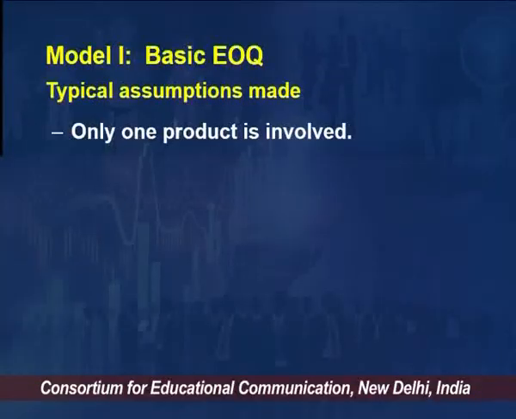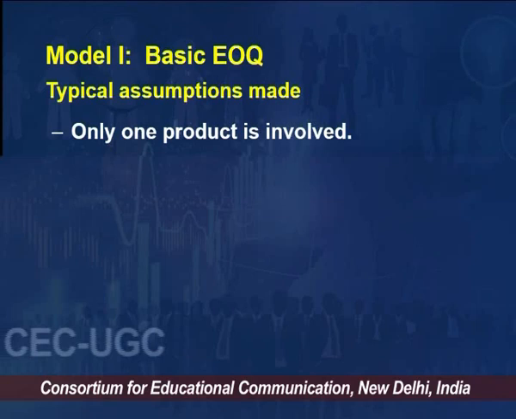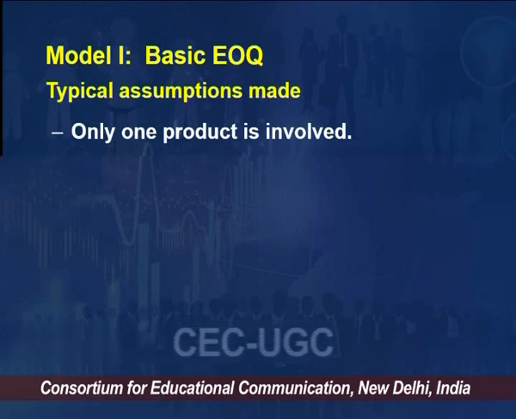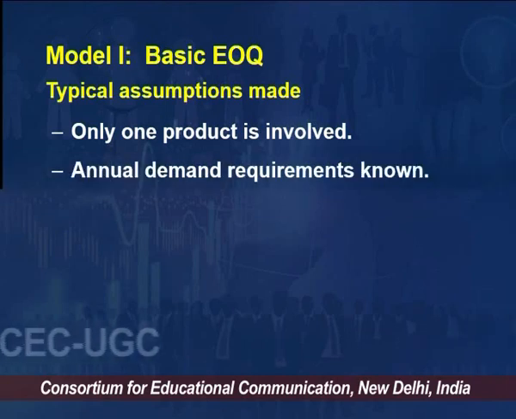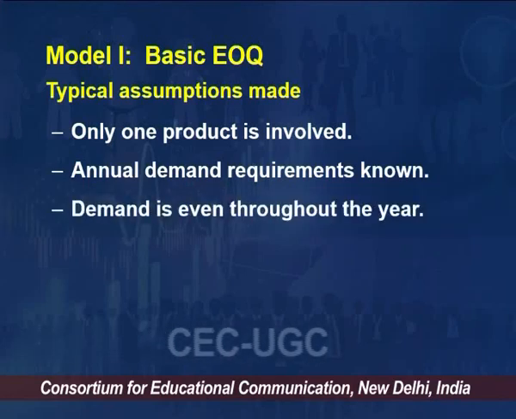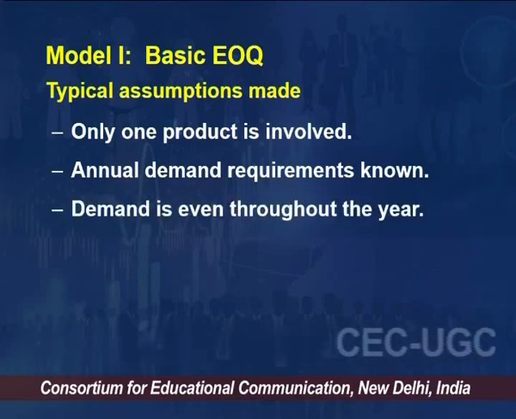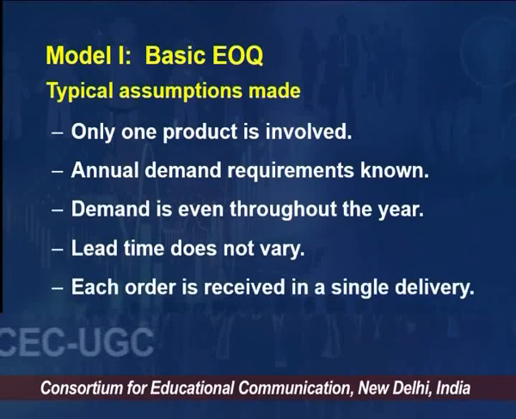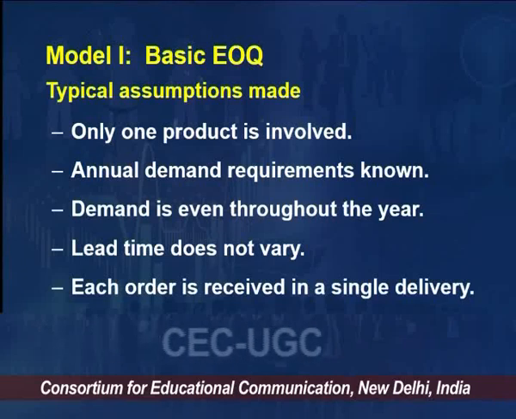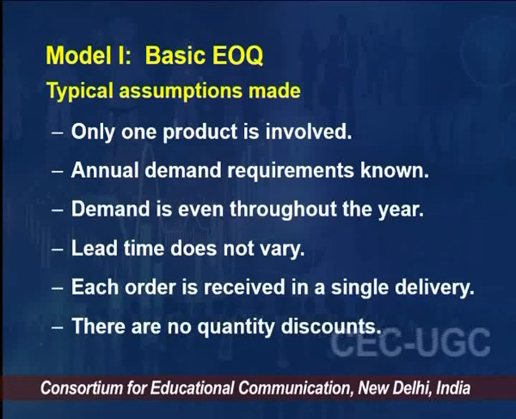Before deriving the mathematical derivation of EOQ, we have certain assumptions. One of the assumptions is that only one product is involved. Instead of multiple products, there is only one product, and annual demand requirements are known. Demand is even throughout the year. Lead time does not vary. Each order is received in a single delivery. There are no quantity discounts.